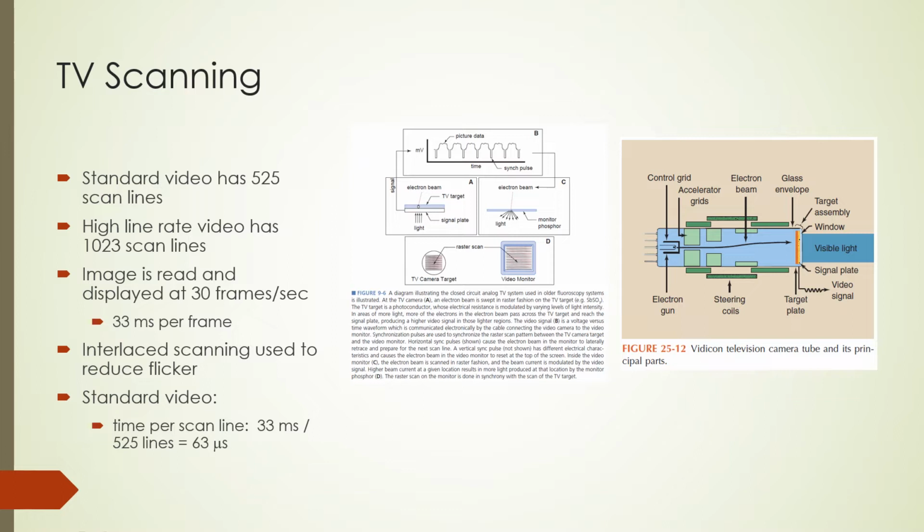Scans are interlaced to reduce flicker with even and odd scan fields intertwined. In standard video displays, the time per scan line is obtained by dividing time per image frame of 33 milliseconds by number of scan lines of 525. This gives 63 microseconds. High line rate video displays use 1023 scan lines per frame.